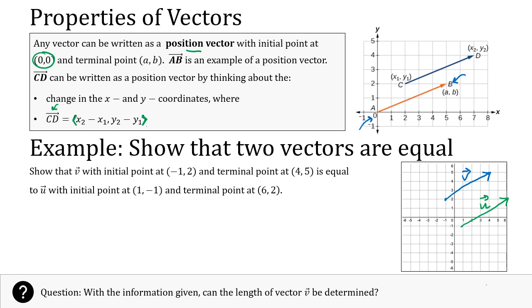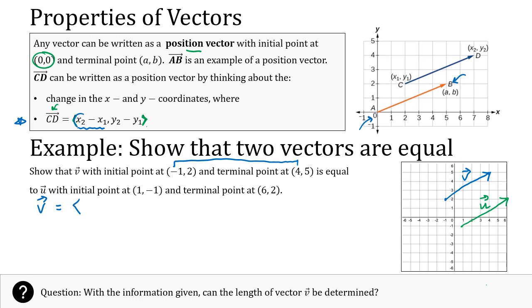So how am I going to do this? To show that they're equal, what I might want to do is find out what their position vectors are. So I'm going to use the property that we talked about earlier. I'm going to say that vector v is equal to, I'm going to do position vector notation here, put that v that's on its side, and I'm going to start by subtracting the x values. Now, I have an x value of 4 and I have an x value of -1.